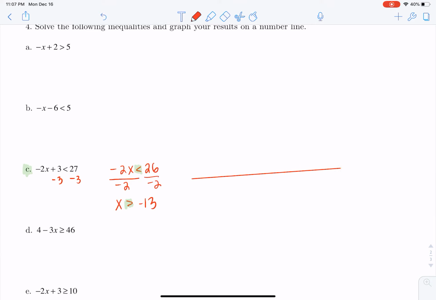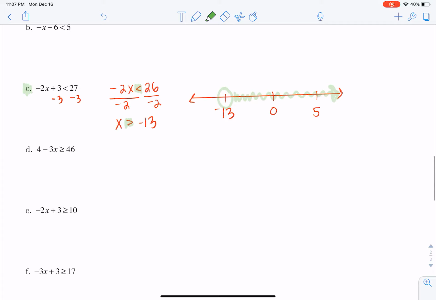So on my number line here, I have 0 and -13, and let's call this 5. I will have an open circle here at -13, and all of my x values that are greater are in this direction. So let's do one more example.